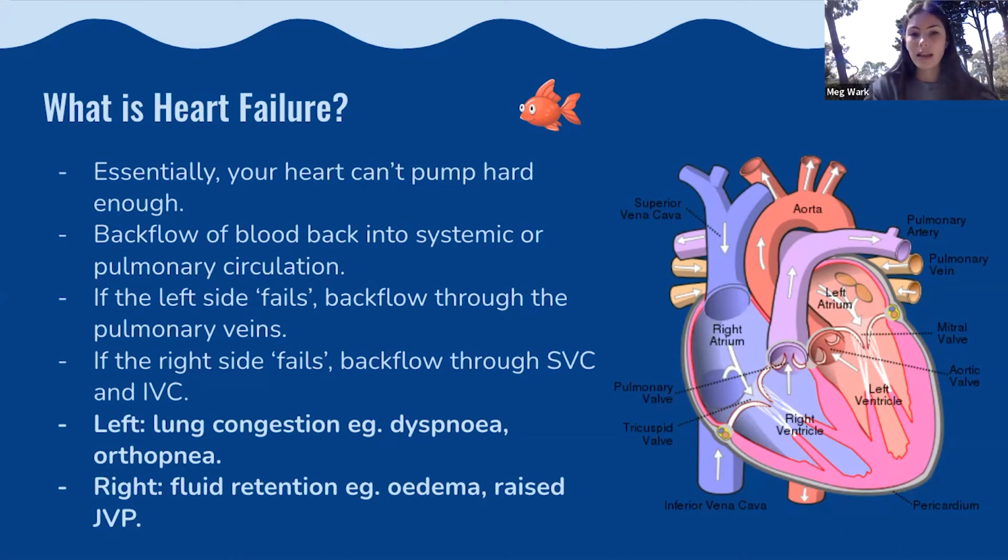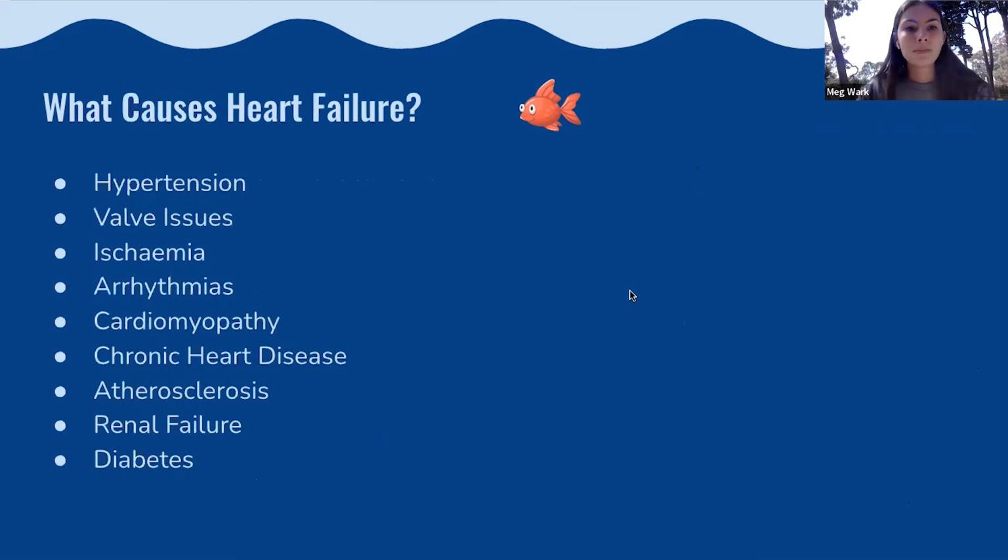If it's the right side of your heart that fails, then backflow is through the SVC and the IVC. So then that returns it to systemic circulation or your body. So then you'll see symptoms like edema, raised JVP. Basically, if there's any symptom, just think about whether it's related to the lungs or the body, and then you can figure out if it's right-sided or left-sided heart failure.